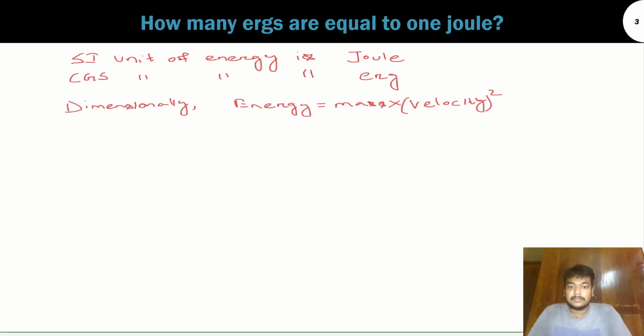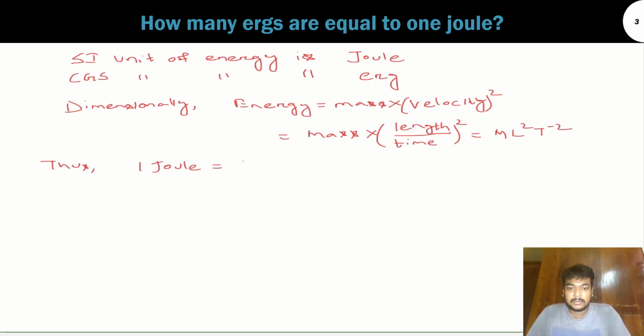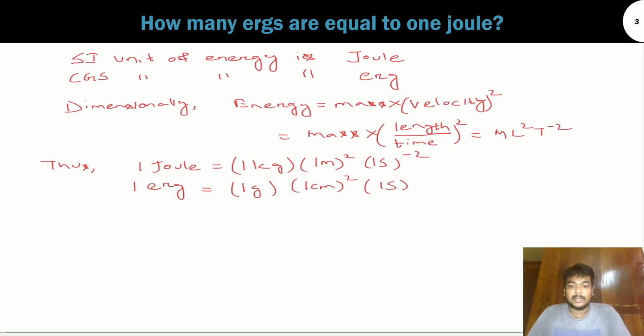Then mass and velocity will be the length by time and its whole square. Length divided by time whole square. And the dimension will be then M L square T to the power minus 2. Thus 1 joule will be 1 kg into square of 1 meter into 1 second to the power minus 2. Similarly, 1 erg will be 1 gram into square of 1 centimeter into 1 second to the power minus 2.